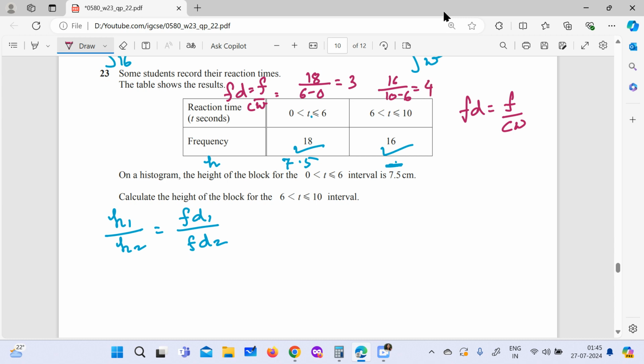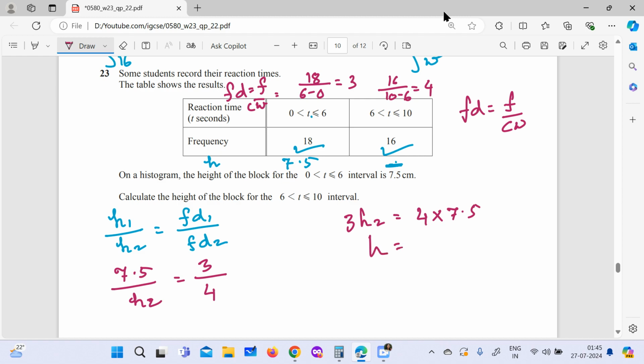Okay, now we have the frequency densities. We have one of the values of h and another one we need to find. So we can substitute it here. So let's write h1 as 7.5 and we need to figure out h2, and the frequency density of the first one will be 3 and for the next one it is 4. So you can cross multiply. So you get 3h2 equals 4 times 7.5.